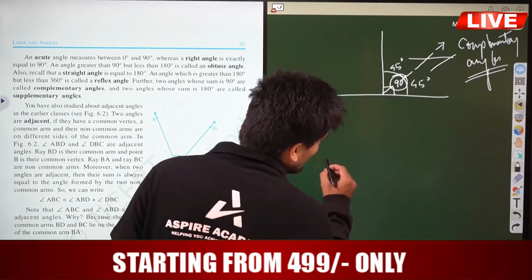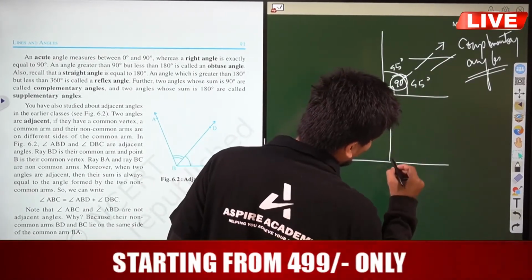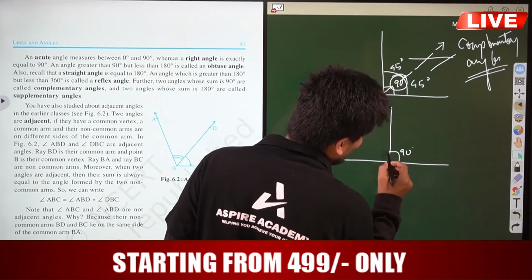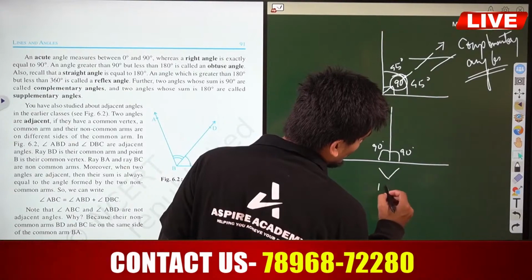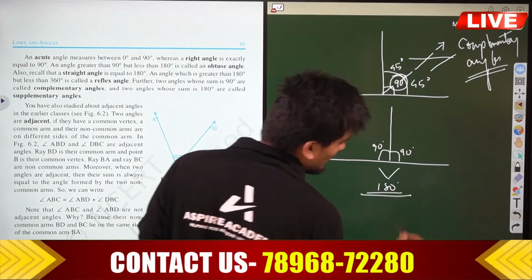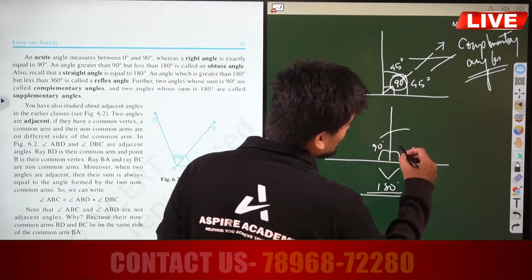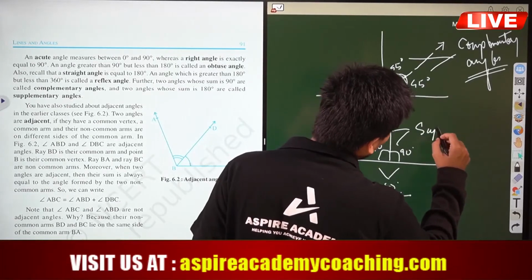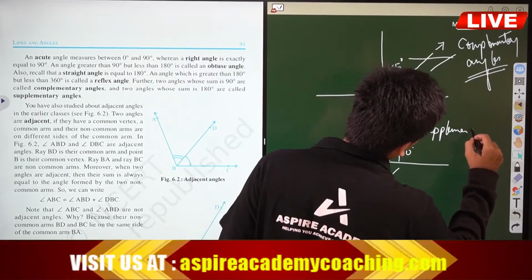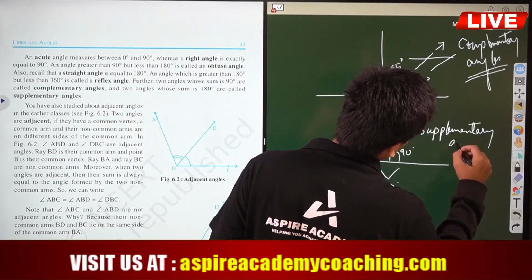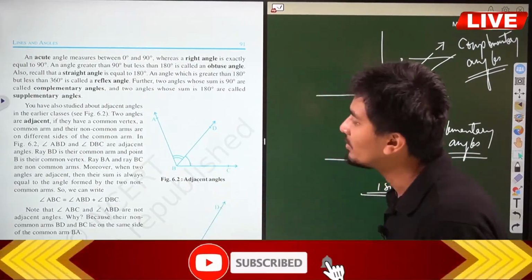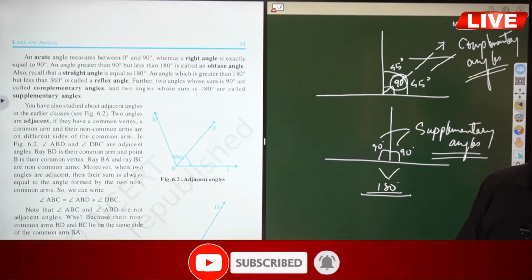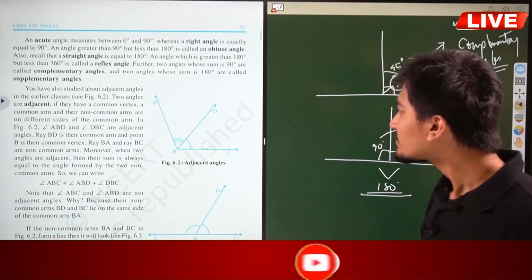But if the same straight line I draw like this and this angle is 90 degrees and this is also 90 degrees, so that means the straight line has 90 degrees plus 90 degrees, that is 180 degrees. So we call these two angles supplementary angles. Okay, so understood what is a complementary angle and what is a supplementary angle.